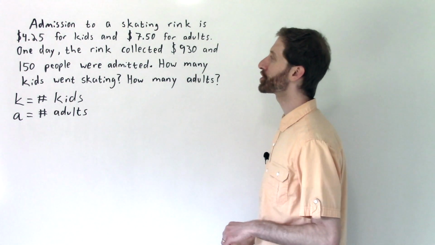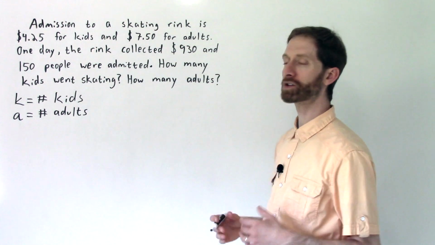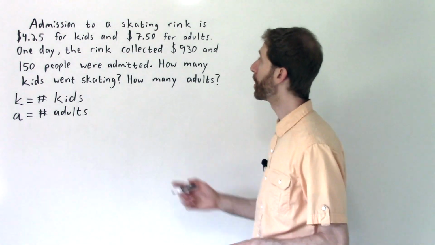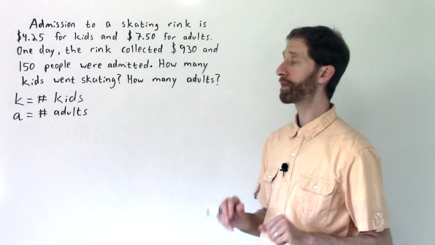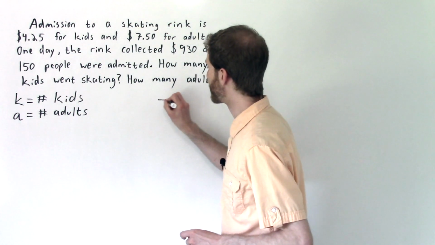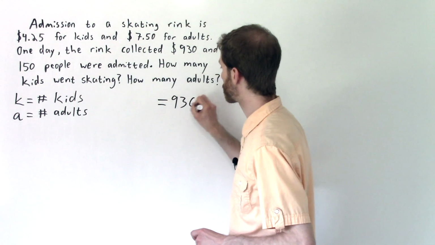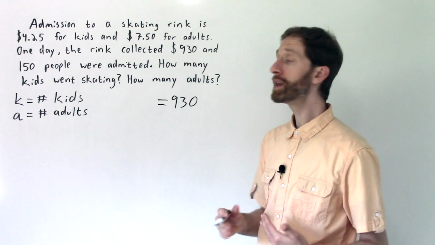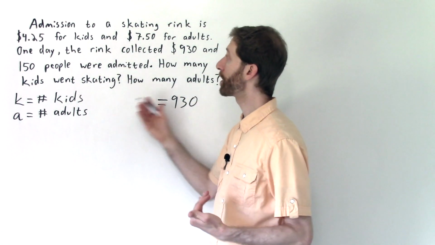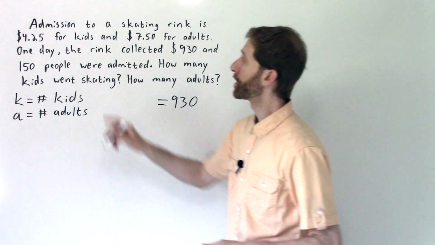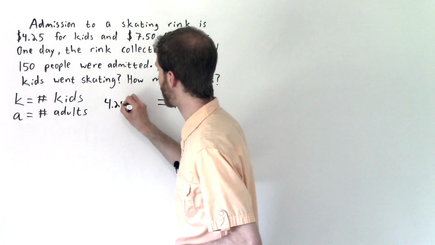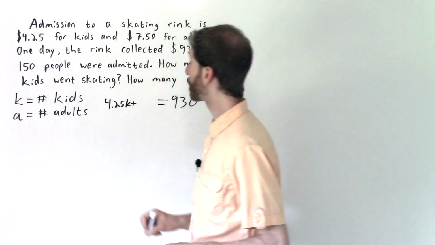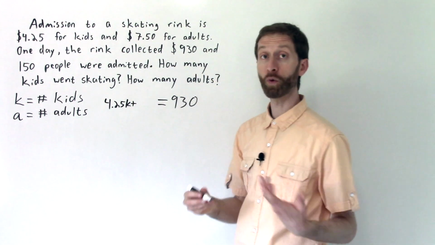Okay, so let's jump in and now translate some equations. So we actually have two totals that we're talking about here. One total would be the amount of money that's brought in. Let's focus on that. We know that that total is $930. So that's one total. So we need another side of the equation that will generate $930. Well, it's $4.25 for a kid. So that'd be 4.25K. Plus $7.50 for an adult.